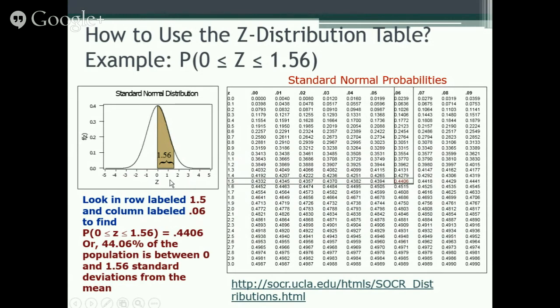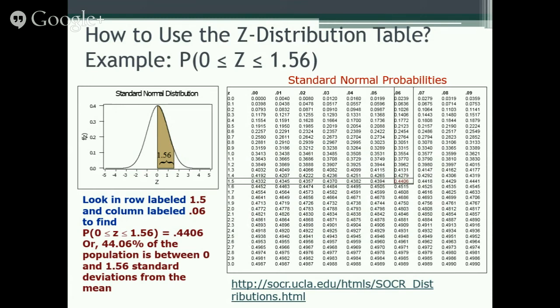So we have a z-score of 1.5, and we use a z-table. We look down this column and we go to 1.5. Then we look at our second decimal, because we only have 2 decimals in our z-score. This column is 0.00, 0.01, 0.02, 3, 4, 5, 6. So that's our probability, right? If we have a z-score of 1.56, we are talking about 44.06% of the population is between 1.50 and 1.56.